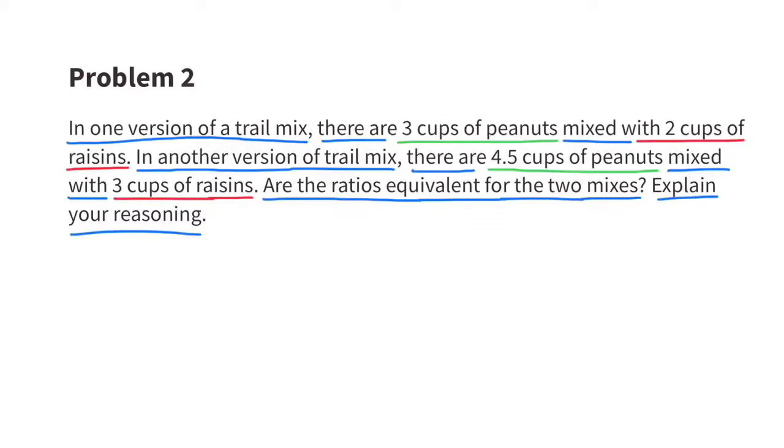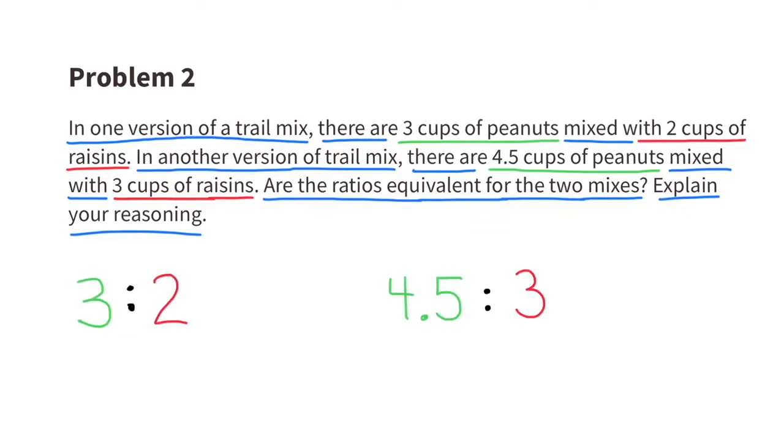Number 2. In one version of a trail mix, there are 3 cups of peanuts mixed with 2 cups of raisins. In another version of trail mix, there are 4 5/10 cups of peanuts mixed with 3 cups of raisins. Are the ratios equivalent for the 2 mixes? Explain your reasoning. One version of the trail mix has a 3 to 2 ratio, and the other version has a 4 5/10 to 3 ratio. 4 5/10 is the same as 4 1/2, so we could call that a 4 1/2 to 3 ratio.